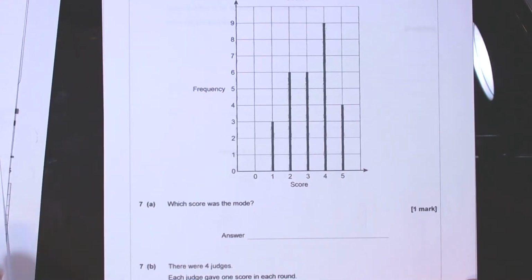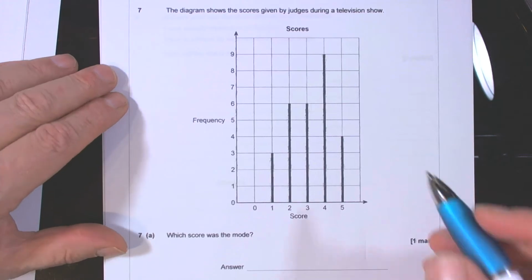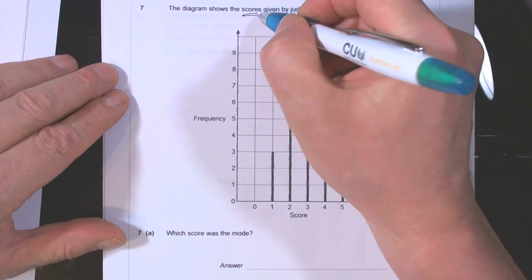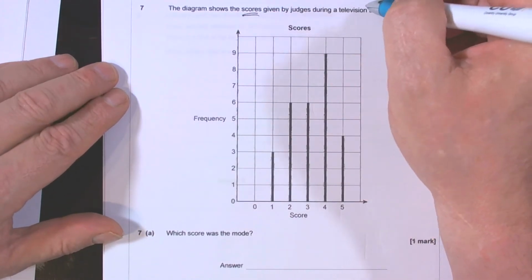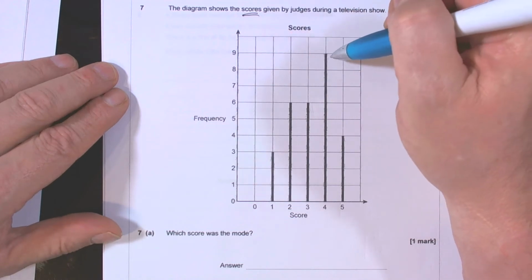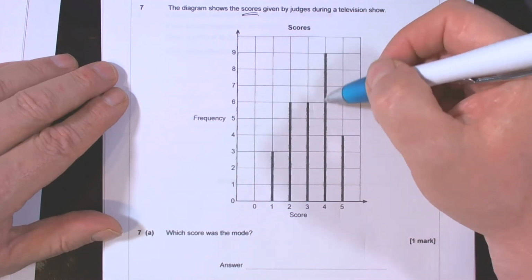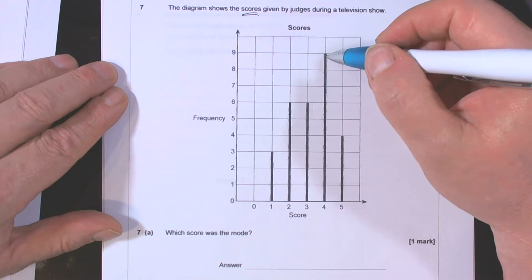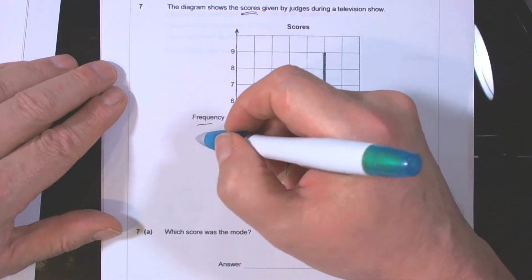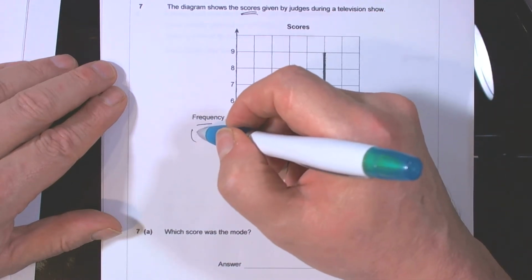Okay, so this is a diagram showing us information, and it shows the scores, so we underline that it's important. During a television show, so it's about scores. So basically we've got to recognise that this bar here is saying that 9 times, because frequency means how often, total.